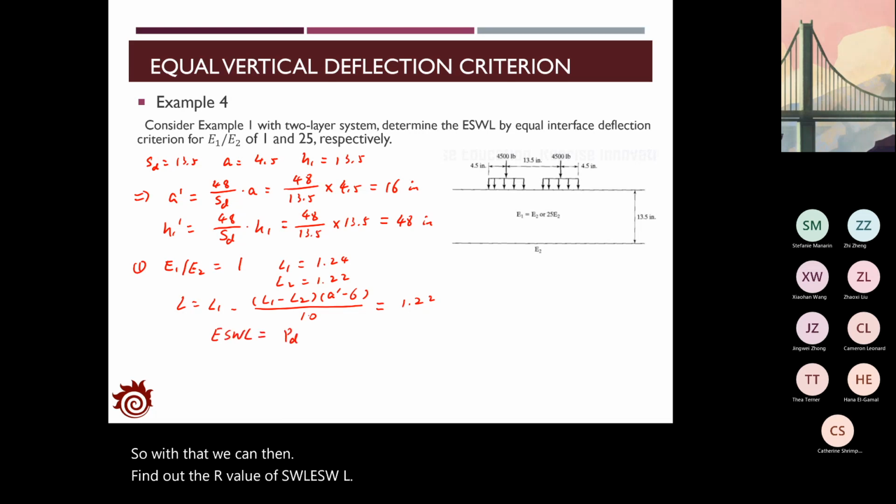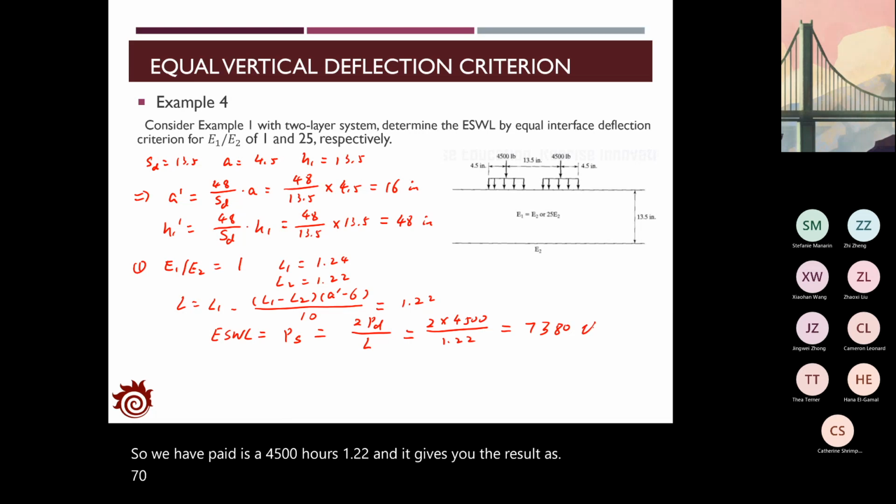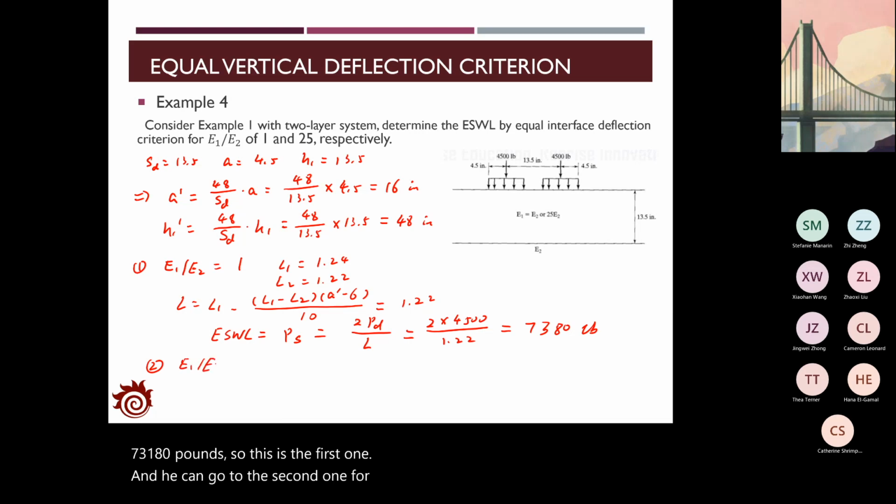That will equal 2 times PD divided by L. So we have PD is 4500, L is 1.22, and it gives you the result as 7,380 pounds. So this is the first one. And you can go to the second one for E1. The modulus ratio is 25.